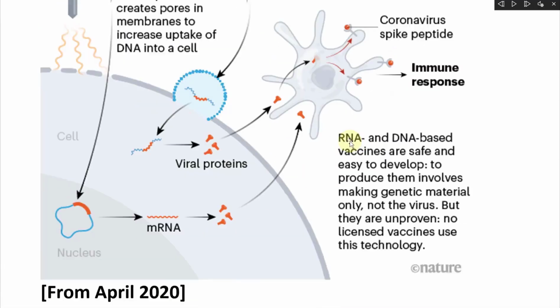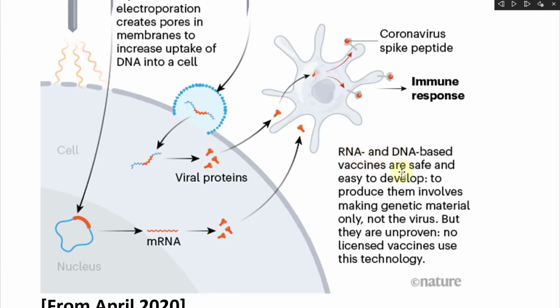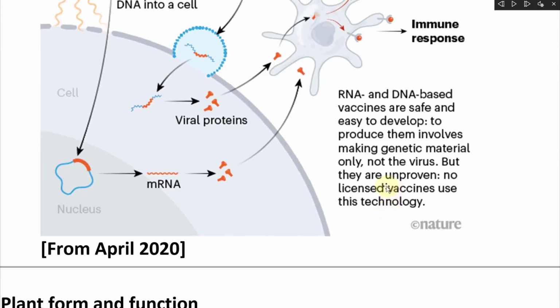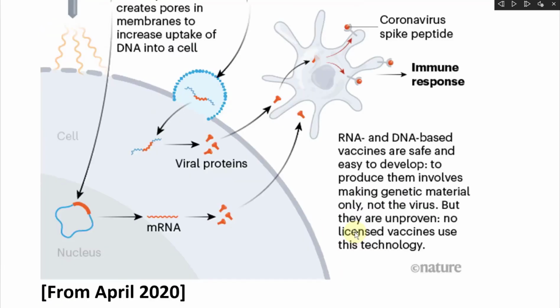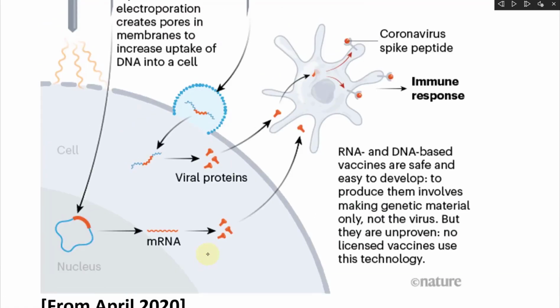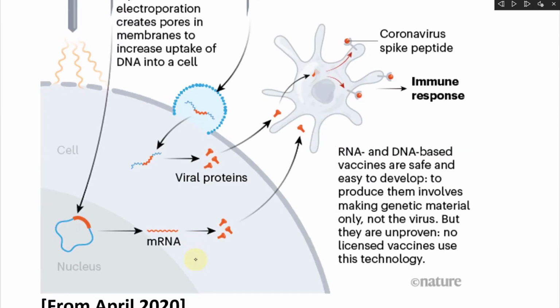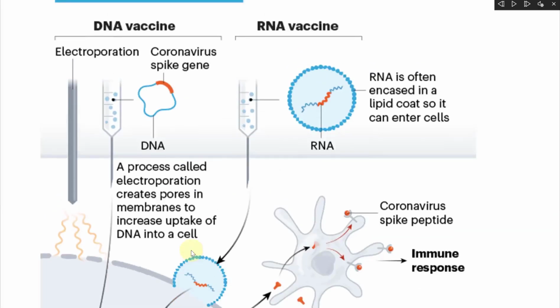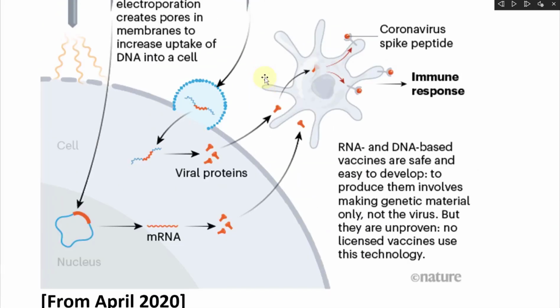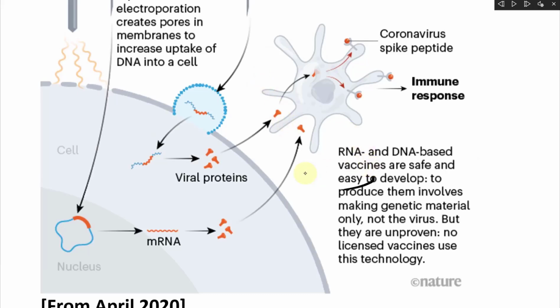Again, this is from April 2020. RNA and DNA-based vaccines are safe and easy to develop. Producing them involves making genetic material only, not the virus. But they are unproven, with no licensed vaccines using this technology. This is from April 2020, but the RNA one does now, and I believe the DNA one has been approved in India, and the RNA is approved in the US and so on. The keyword here is that it's easy to develop. So this was unproven with no licensed vaccines, but they are licensed now in some parts of the world.